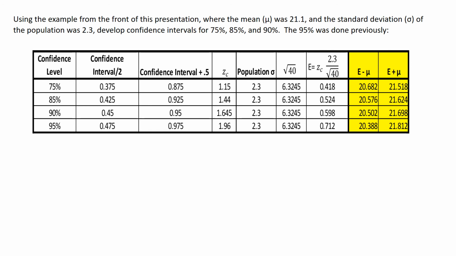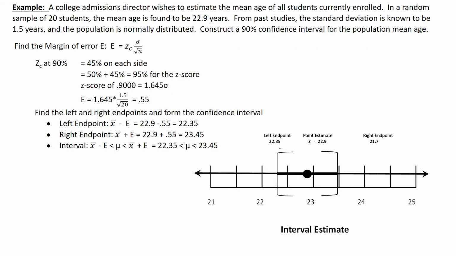The population deviation hasn't changed. Square root of 40 is still 6.3245. My calculated error is 0.418. And what you notice is that the lower the confidence interval, the closer it's going to be to the population mean. In other words, the higher the confidence interval, the wider the range is going to be. We have to be more careful. The less careful we have to be, the closer we get to what it actually is. So, the more confidence you want, the wider your range is going to be for your lower and upper limits.